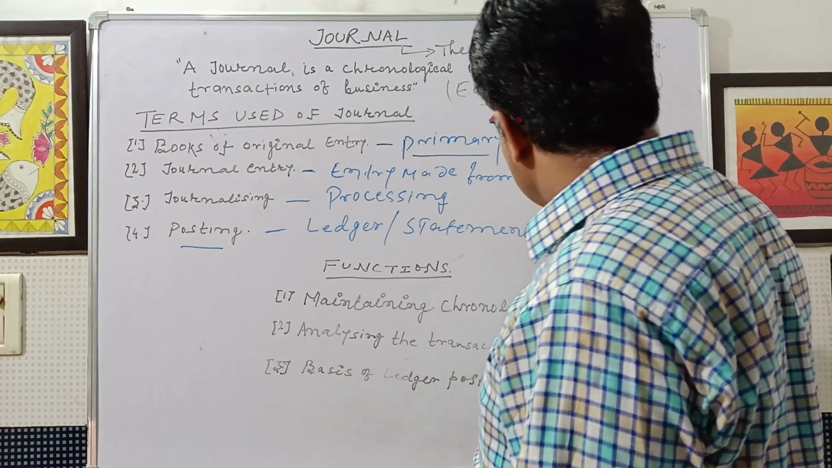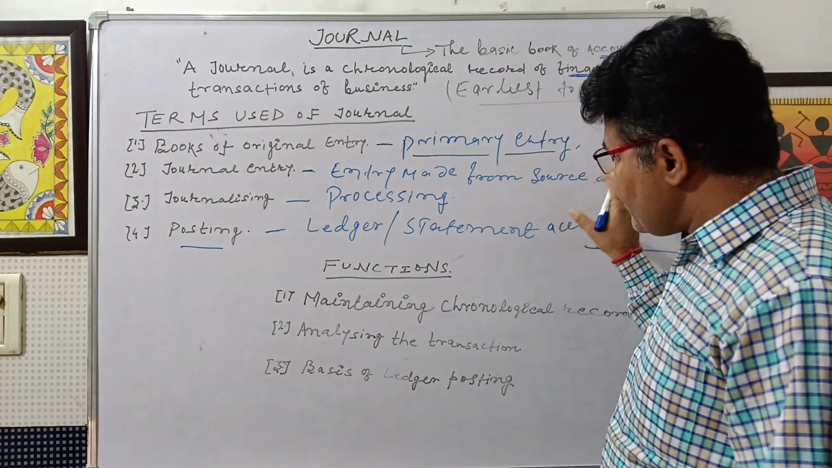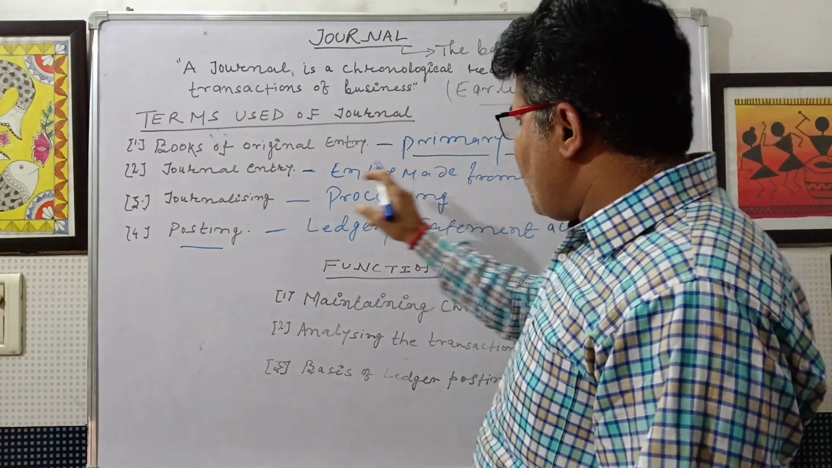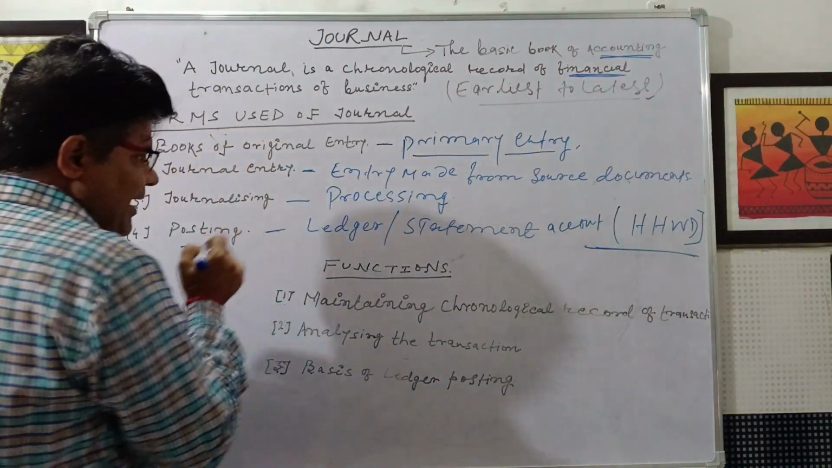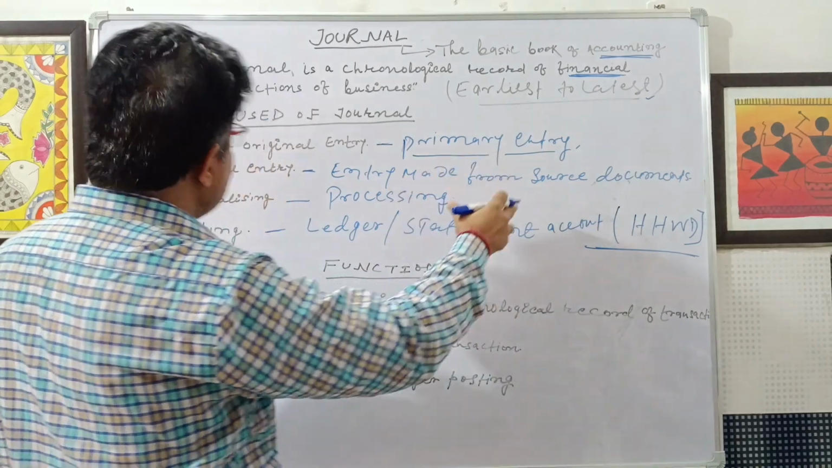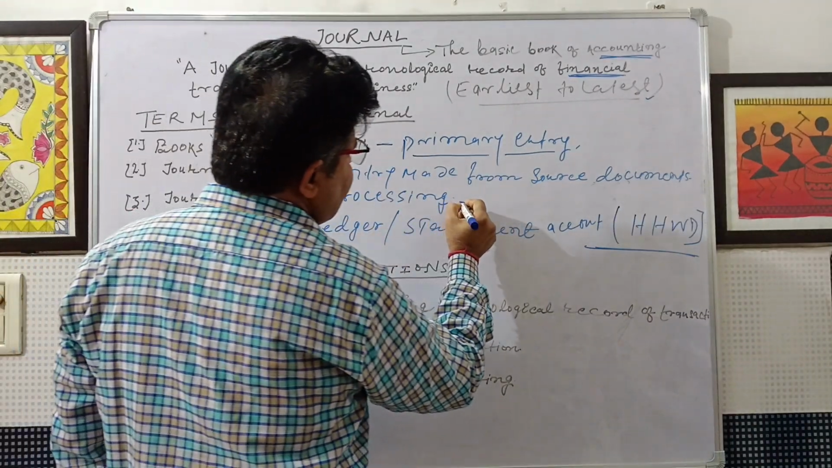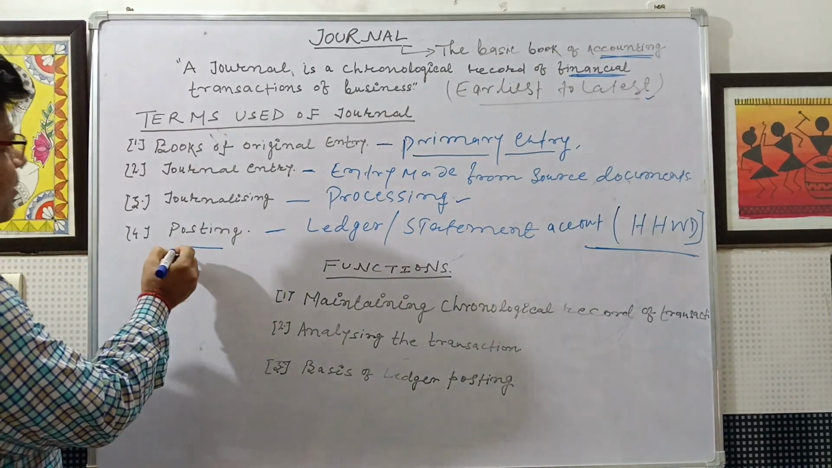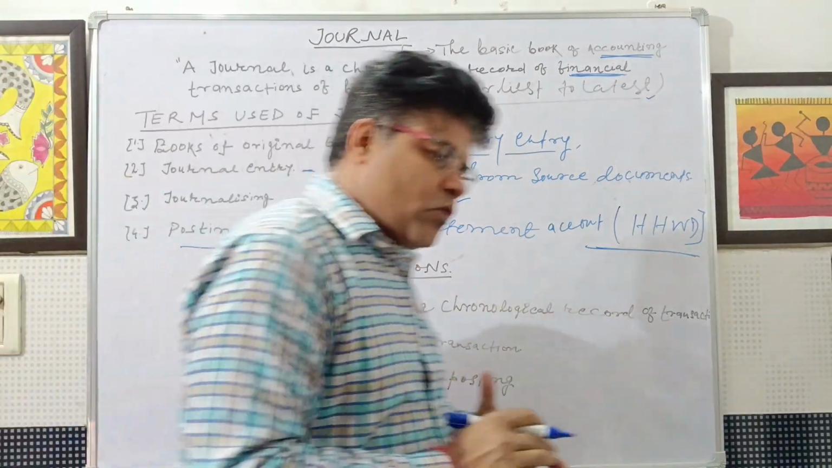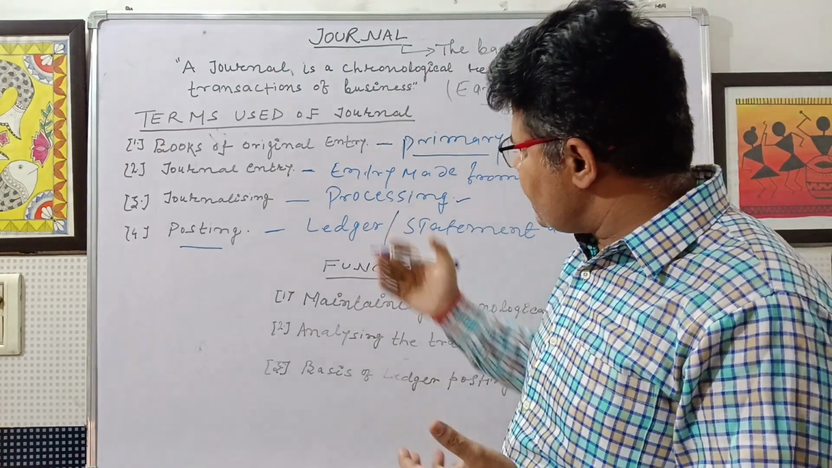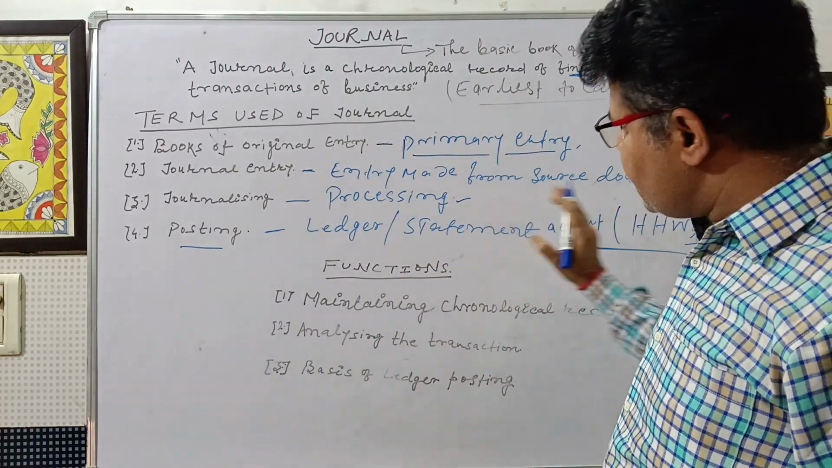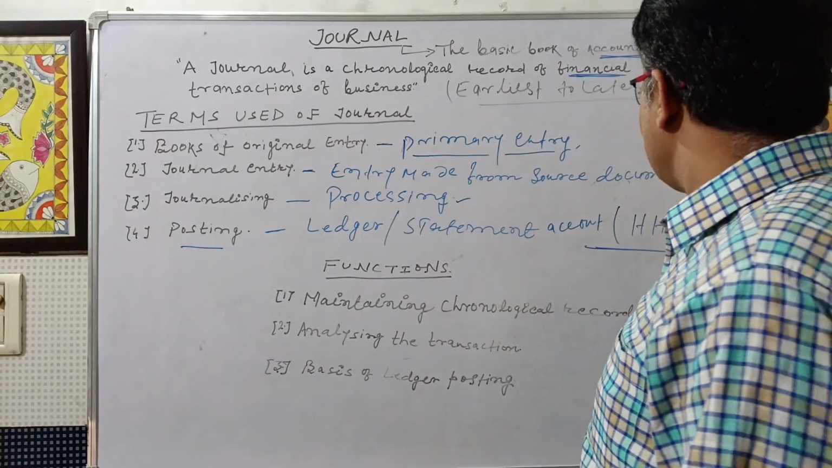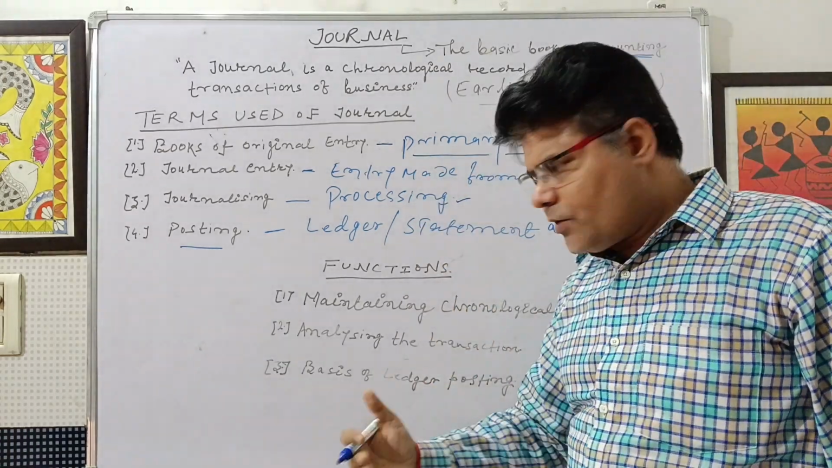On the basis of source documents, that is the evidence, we make the journal entry. And now the journalizing: this processing is called journalizing. And this is the posting. Posting means ledger account. Once we make the journal entry, then we transfer to the concerned account, like cash account debit to capital account. We will discuss later on.